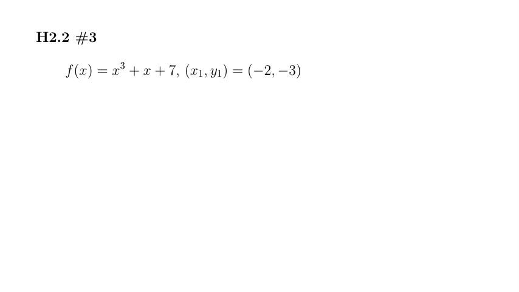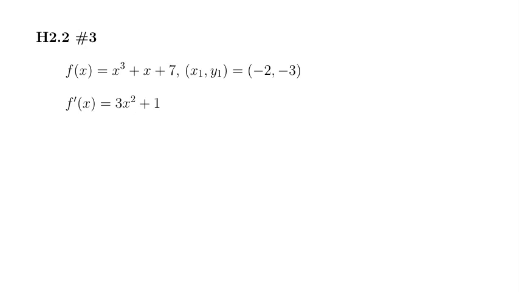The only other thing we need is the slope of the tangent line, so we just need to take the derivative. f prime of x is equal to: the derivative of x cubed is 3x squared, and the derivative of x is simply 1. The derivative of 7 is 0, so I'm not going to write anything here. So this is the derivative.